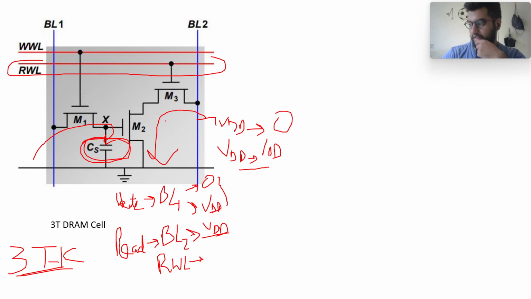And here, to accelerate the speed of operation, we use a sense amp. The sense amp detects the discharge of this bit line and accelerates the discharge, and we get a faster readout. So it's not a necessity, but it is used to increase the speed of operation. So this was the working of a 3T1C DRAM cell.